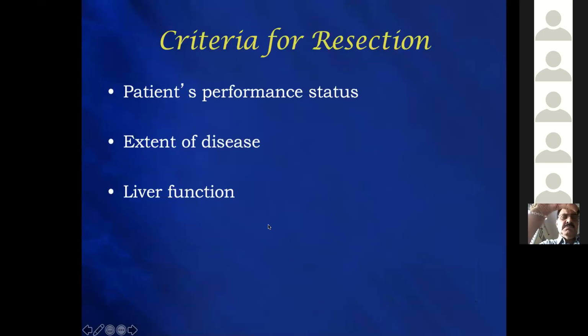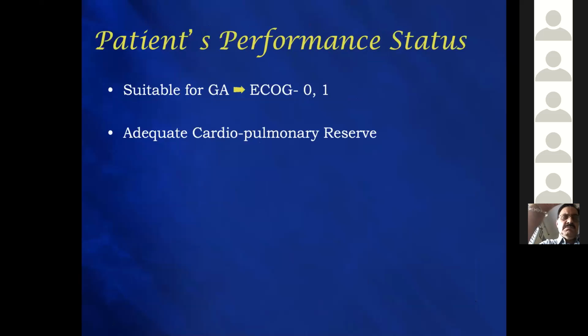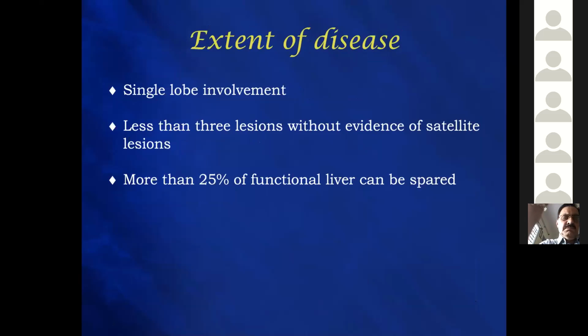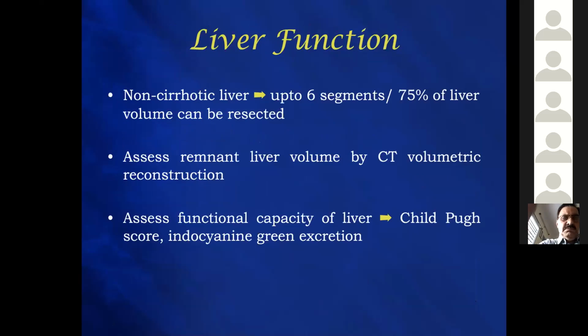So criteria for resection, as in any surgery: the patient's performance status, extent of disease, and liver function are important. You have to assess the performance status and cardiopulmonary reserve, the extent of the disease, and how much liver has to be removed. More than 25% of functional liver should be spared; in a cirrhotic, 30 to 35% of liver has to be spared. Fewer than 3 lesions are always favorable, without evidence of satellite lesions or extrahepatic disease. In a non-cirrhotic liver, up to 6 segments can be resected, so 75% of the liver can be removed.